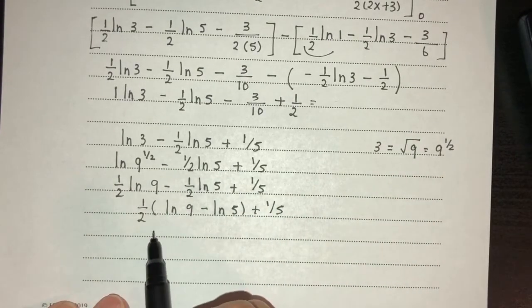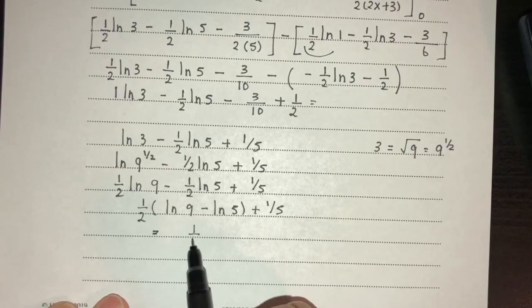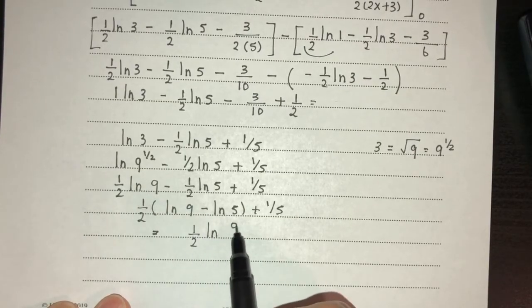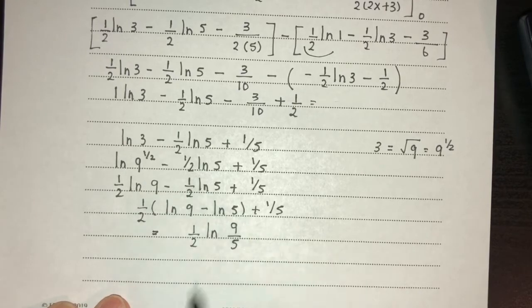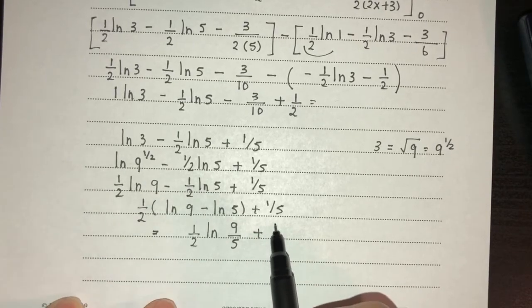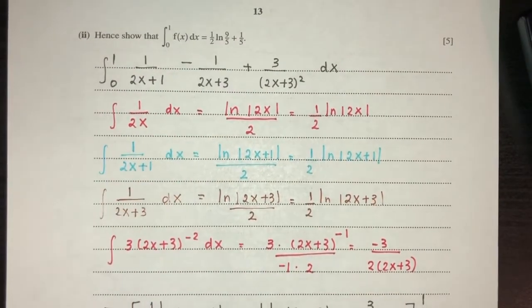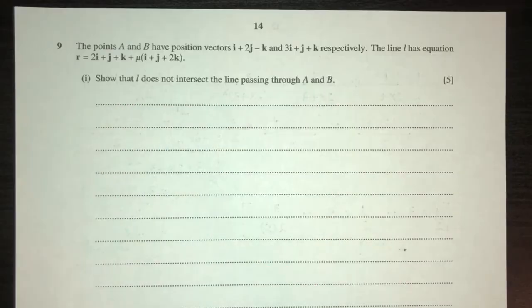And finally, for your answer, half is half, and when you have ln and minus, you can combine them. 5 will become divided, 9 divided by 5, plus 1 over 5. And this is shown as required for this exact value. And that will be your question number 8. So now let's move on to question number 9.